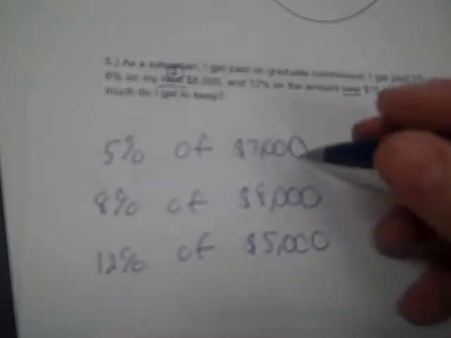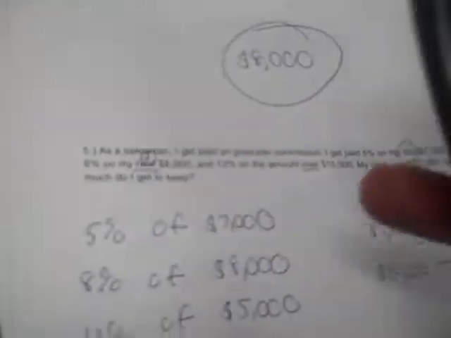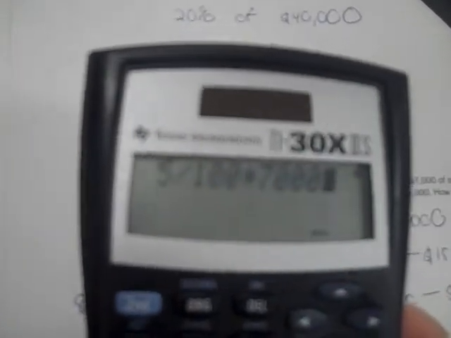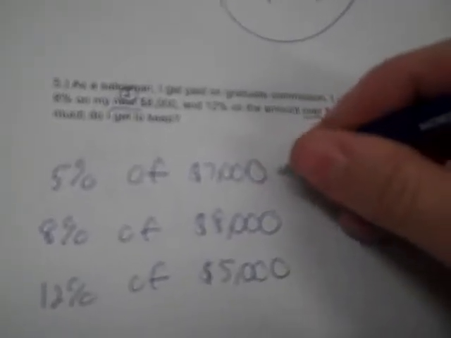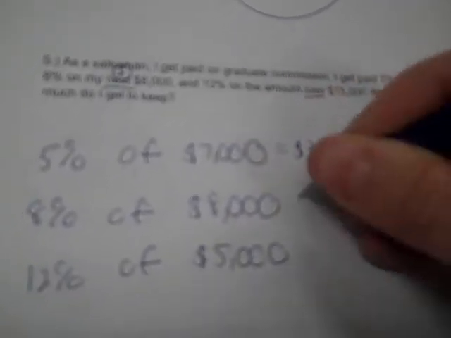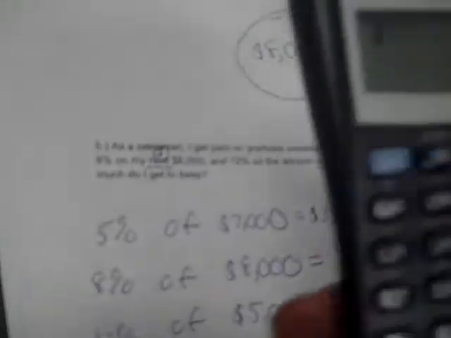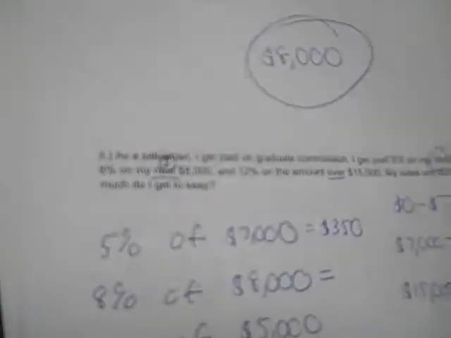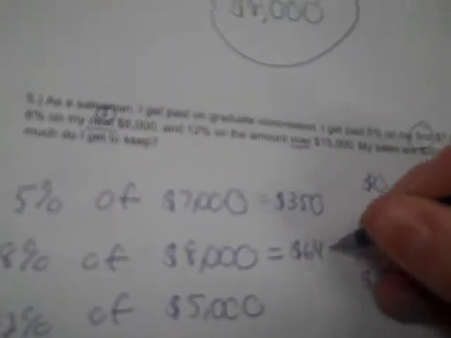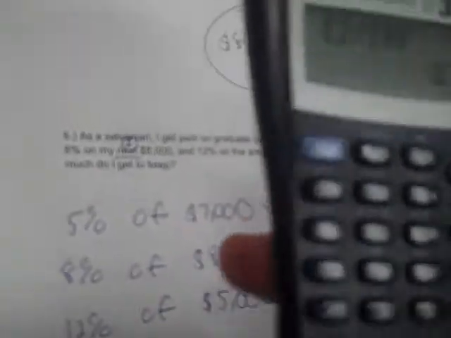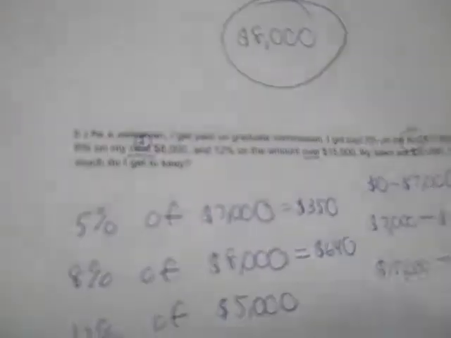Now figure out those percents. Remember, these should add up to your sales, okay? So I divide the 5 by 100 and then times it by 7,000. So that's 350. Same thing, 8 divided by 100 times 8,000. $640. And then 12 divided by 100 times 5,000 is 600.